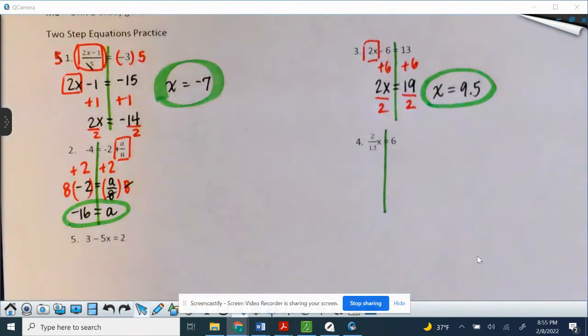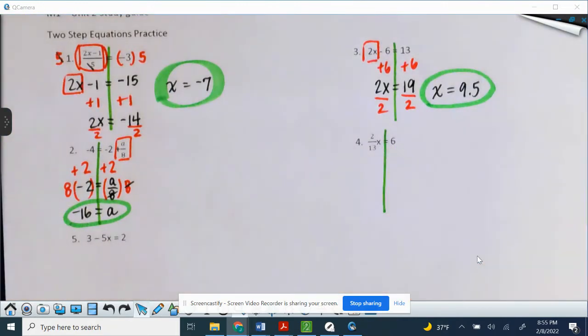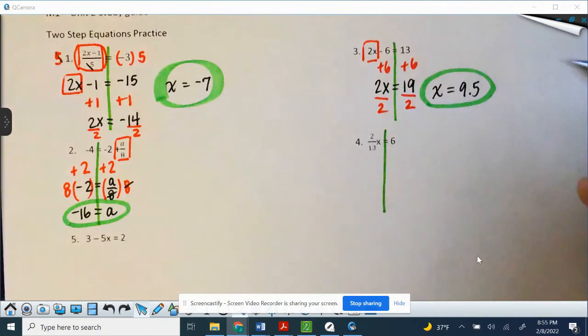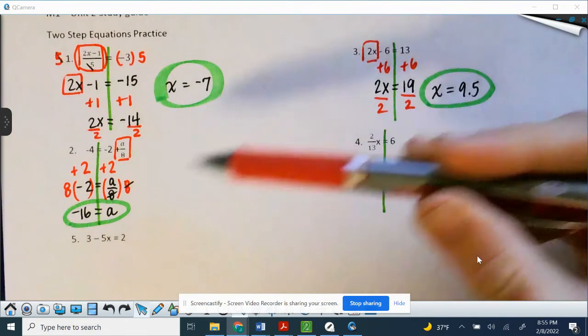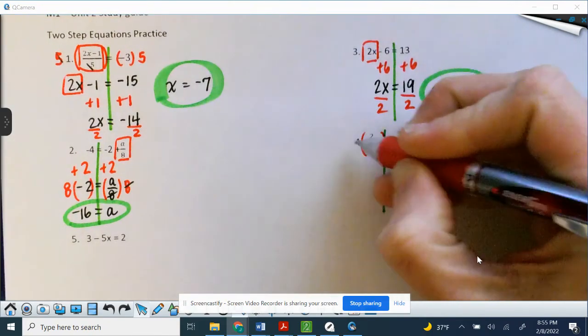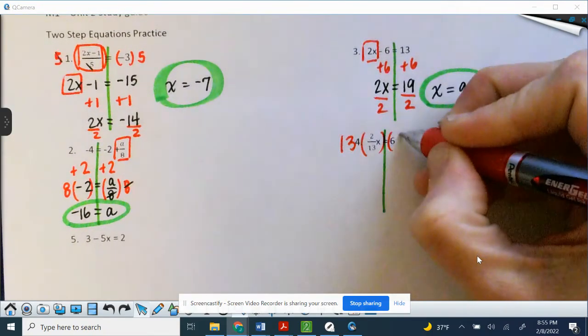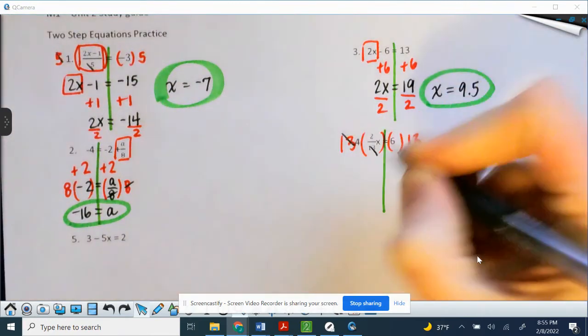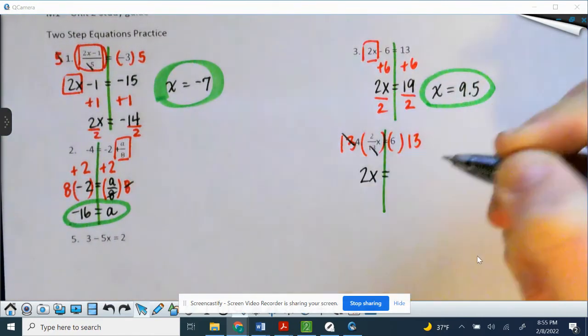All right, so 2 over 13x equals 6. Now, you could do this a couple different ways. If you want to stick to our one step at a time, we need 13 out of the denominator, so we're going to multiply both sides by 13. 13's go away. We end up with 2x equals 6 times 13.